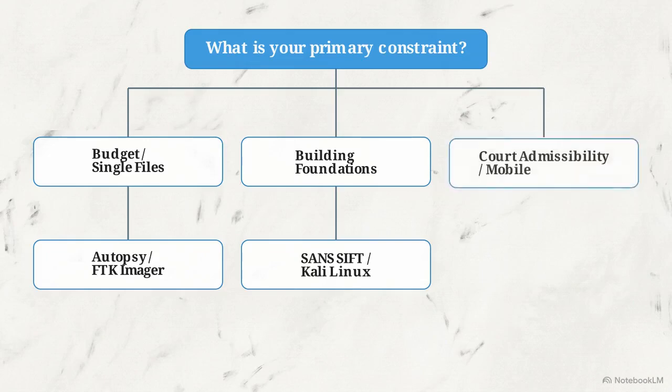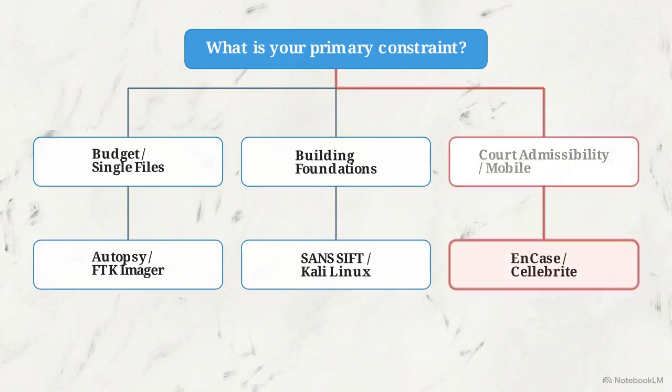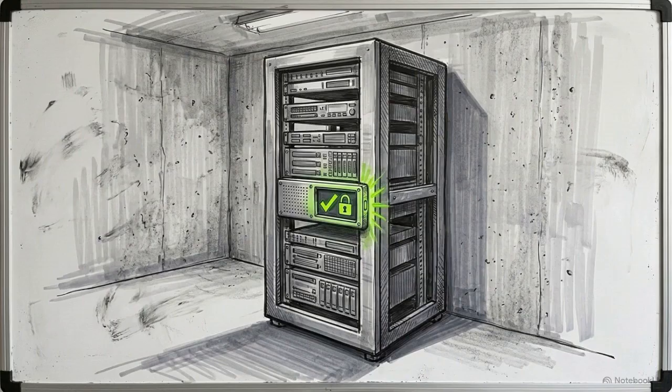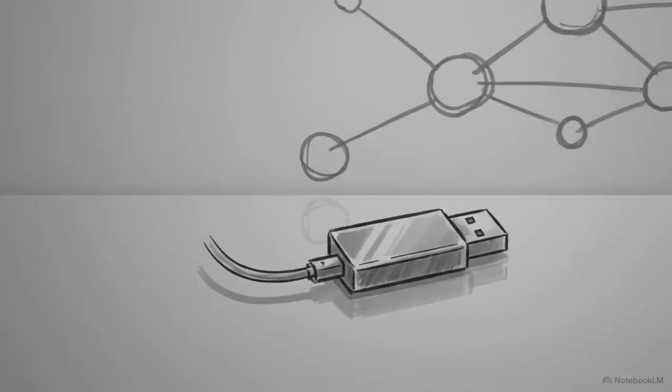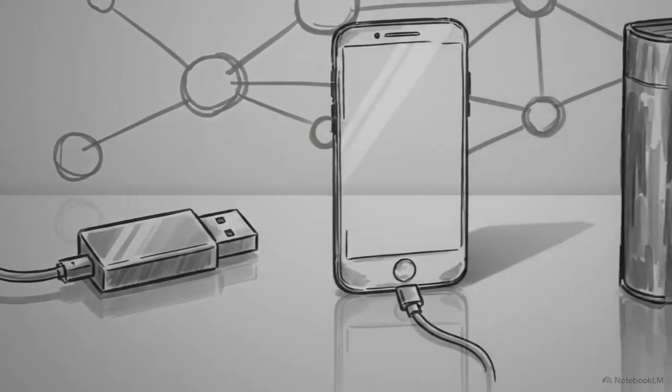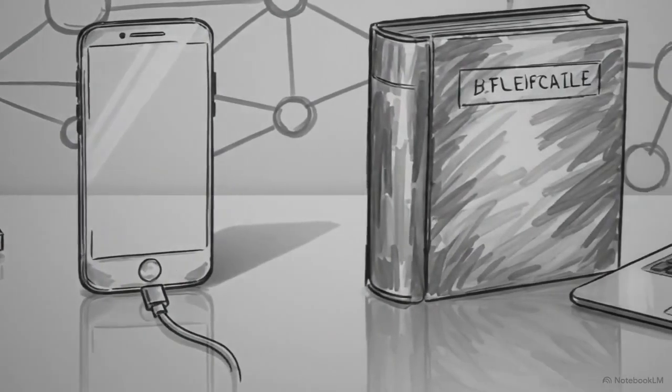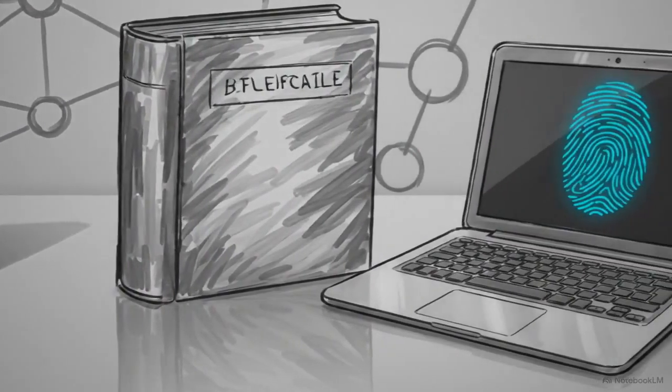Finally, if you are building cases for court or need to crack encrypted mobile devices, investing in enterprise software guarantees chain of custody integrity and saves you countless manual hours. Effective forensics depends on a toolkit that aligns with your budget, your technical skill, and the specific evidence required to uncover the truth.